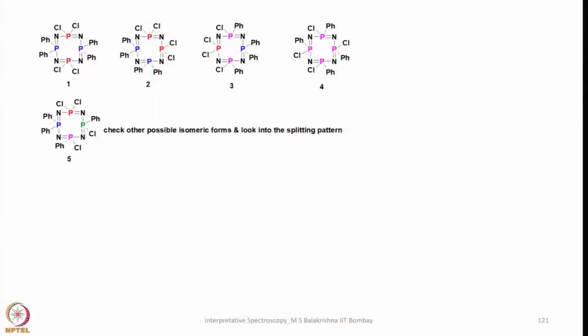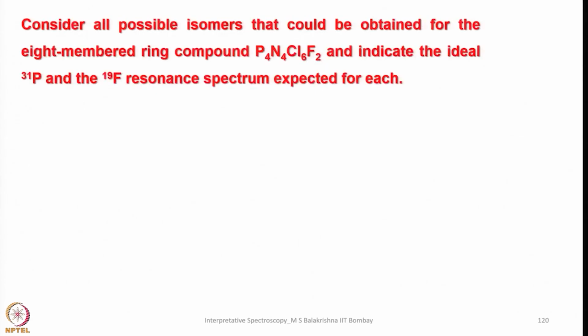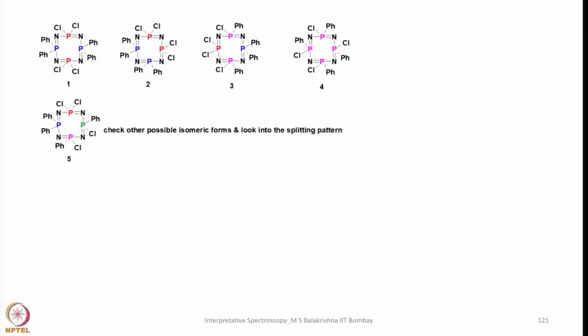I have already written all possible isomers. Totally 5 isomeric structures are possible for this composition of N4, P4, Cl6 and F2. Of course, here I have taken a different molecule from the problem, where I showed you P4N4Cl6F2. To make it a little simpler, I have considered 4 chlorine atoms and 4 phenyl groups. Maybe in my next lecture I can sketch all possible isomers for the Cl6 and F2 combination and then sketch the NMR spectrum for each case. So, now let us look into this simple one.